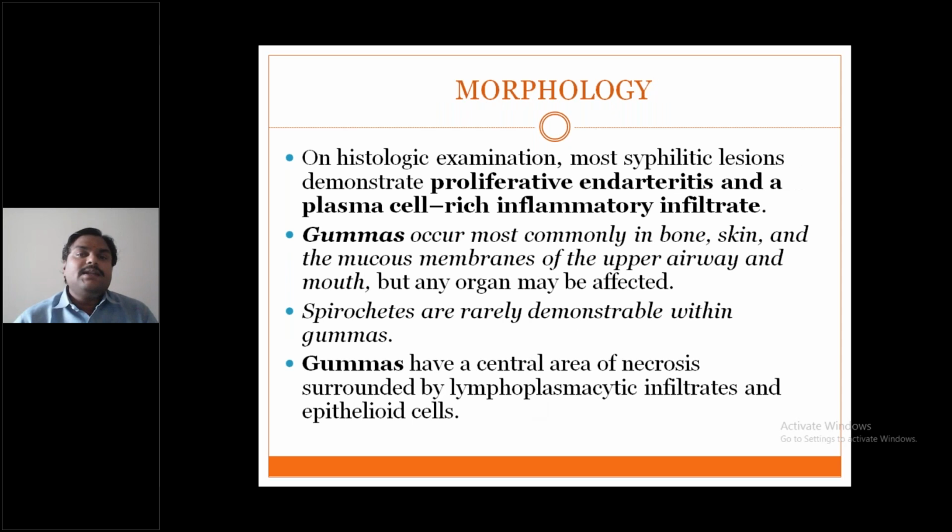On microscope, you will find most specific lesions demonstrate proliferative endarteritis and a plasma cell rich inflammatory infiltrate. Gummas occur most commonly in bone, skin, and mucous membranes of the upper airway and mouth, but any organ may be affected. Spirochetes are rarely demonstrable within the gummas. Gummas have a central area of necrosis surrounded by lymphocytes, plasma cells, and epithelioid cells.